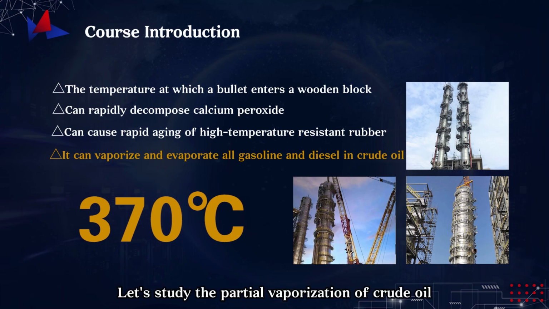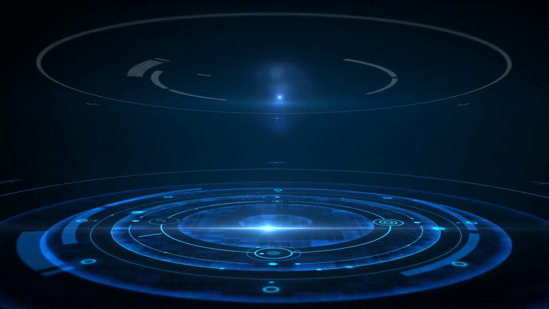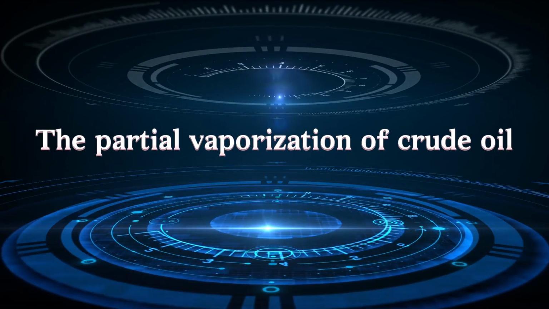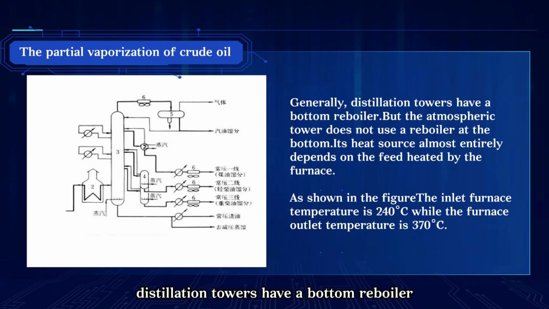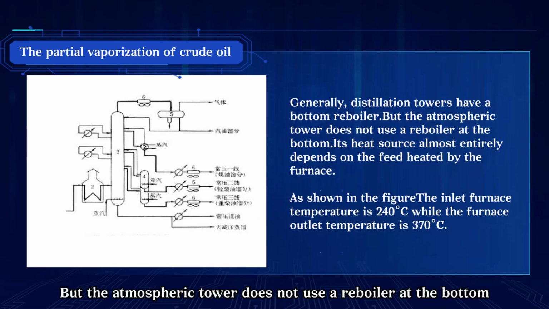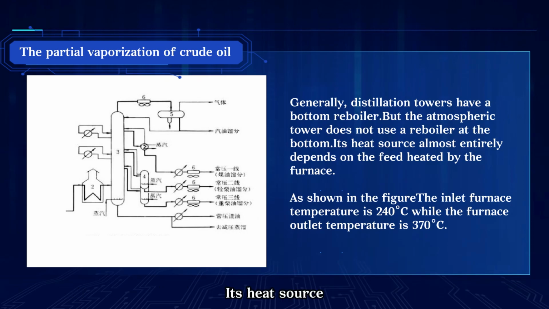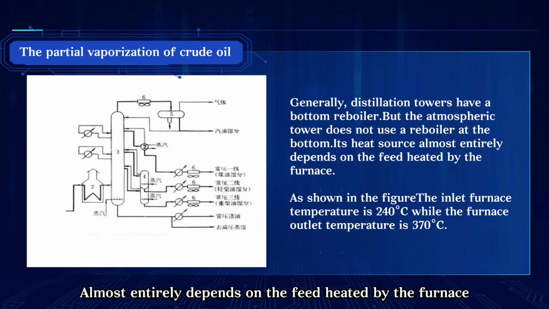Next, let's study the partial vaporization of crude oil. Generally, distillation towers have a bottom reboiler, but the atmospheric tower does not use a reboiler at the bottom. Its heat source almost entirely depends on the feed heated by the furnace.